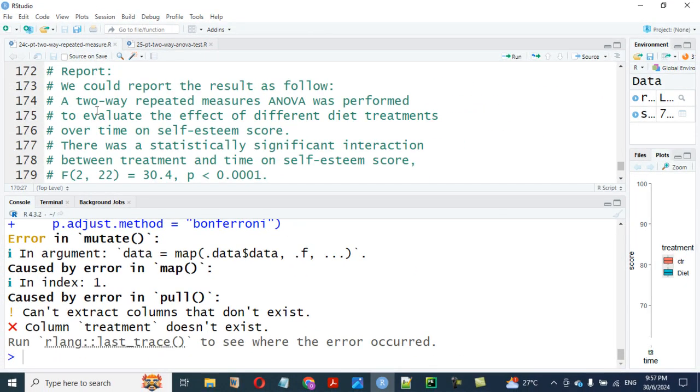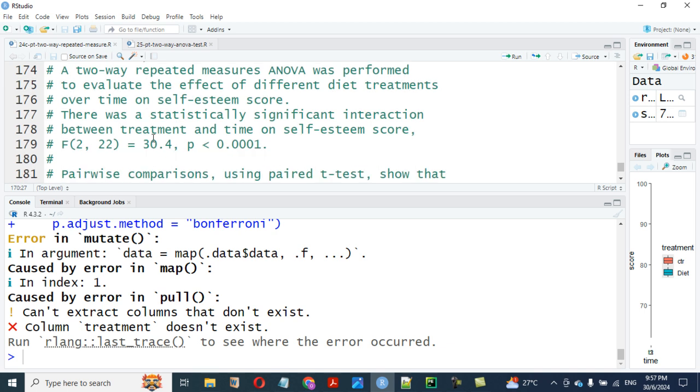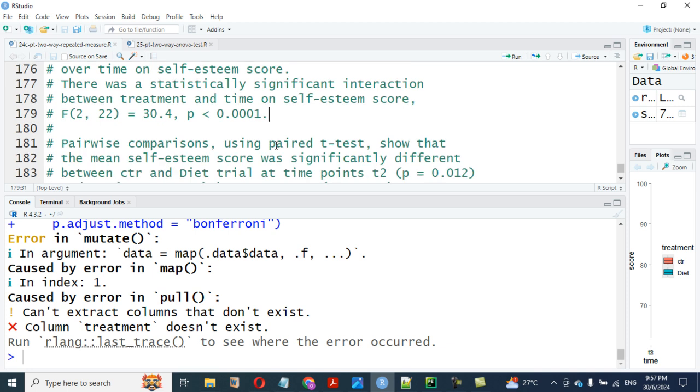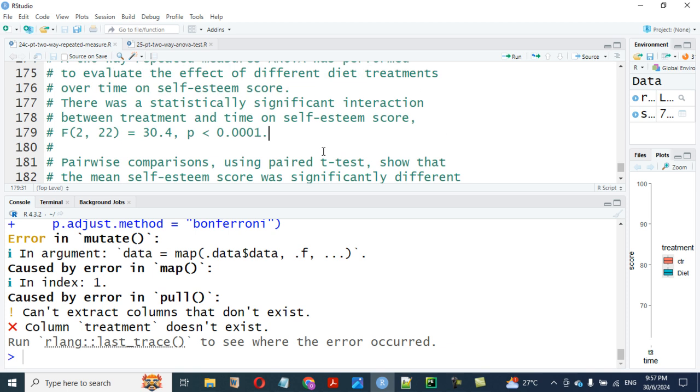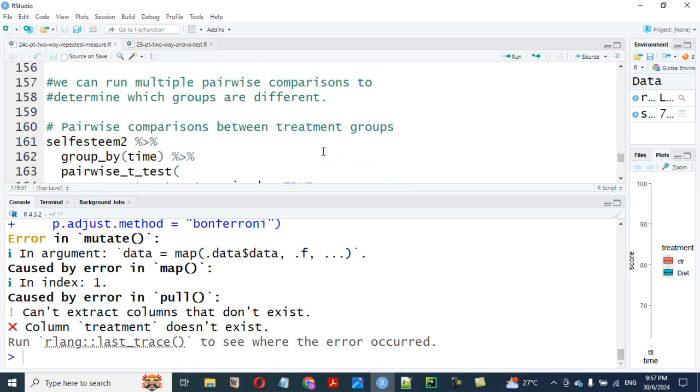We can say that a two-way repeated measures ANOVA was performed to evaluate the effect of different diet treatments over time on self-esteem score. There was a statistically significant interaction between treatment and time on self-esteem score. Pairwise comparison using the paired t-test showed that the mean self-esteem score was significantly different between control and diet trial at time points T2 and T3, but not at T1. So that's just our summary and conclusion. This is just a very simple way to handle this.